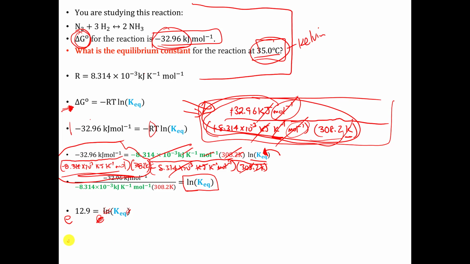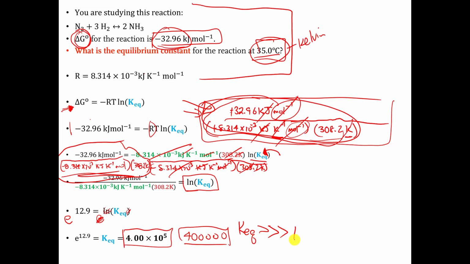So e to the 12.9 is going to equal our equilibrium constant. Remember, e is just a number. It's equal to about 2.718, something like that. And if you do this out on your calculator, if you do e to the 12.9, here's your equilibrium constant, 4 times 10 to the 5. So it's a big number, right? K eq for this reaction under these conditions is much bigger than 1.